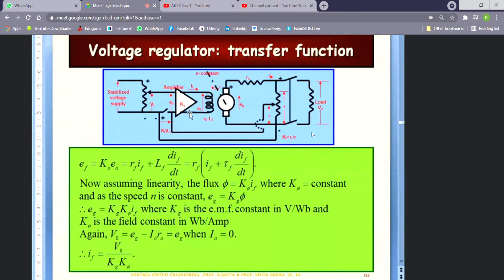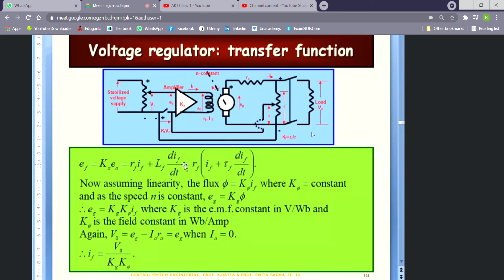So, starting from this amplifier rather, the amplifier output is EF. So, EF is equal to Ka into EA. That is the amplifier equation. And also writing the equation for the field circuit, EF is equal to RF IF plus LF dIF/dt. So, that is the equation for the field circuit.